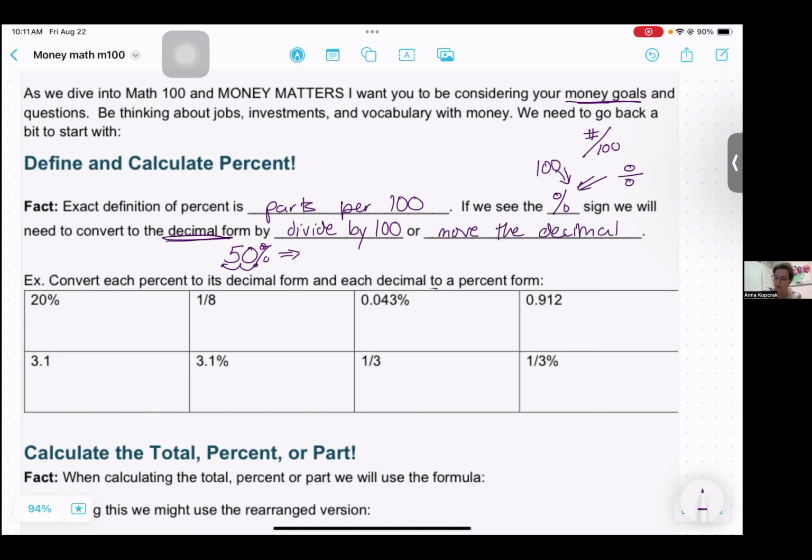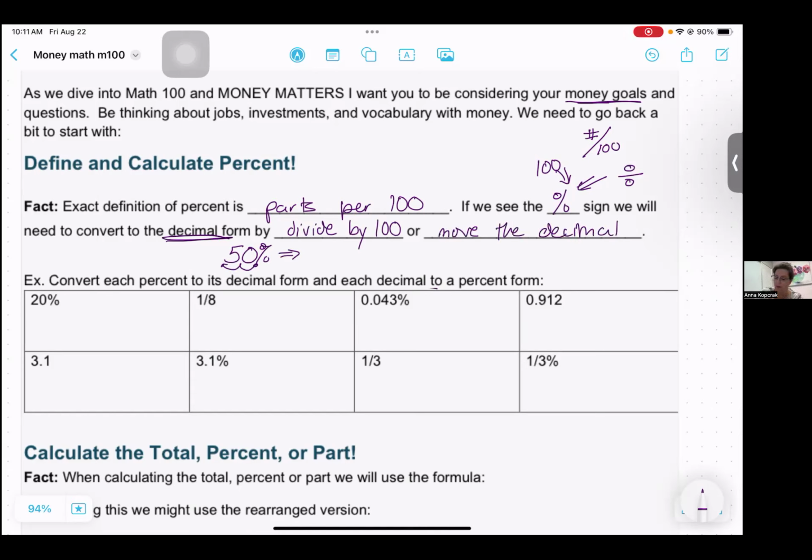Now I want to move on a little bit to the very specific way I want us to be thinking about calculating total, percent, or part. I want you to rewrite this specific outline several times on your work, and I will be looking for it. We will be using either total or base. I actually like to use the word base.